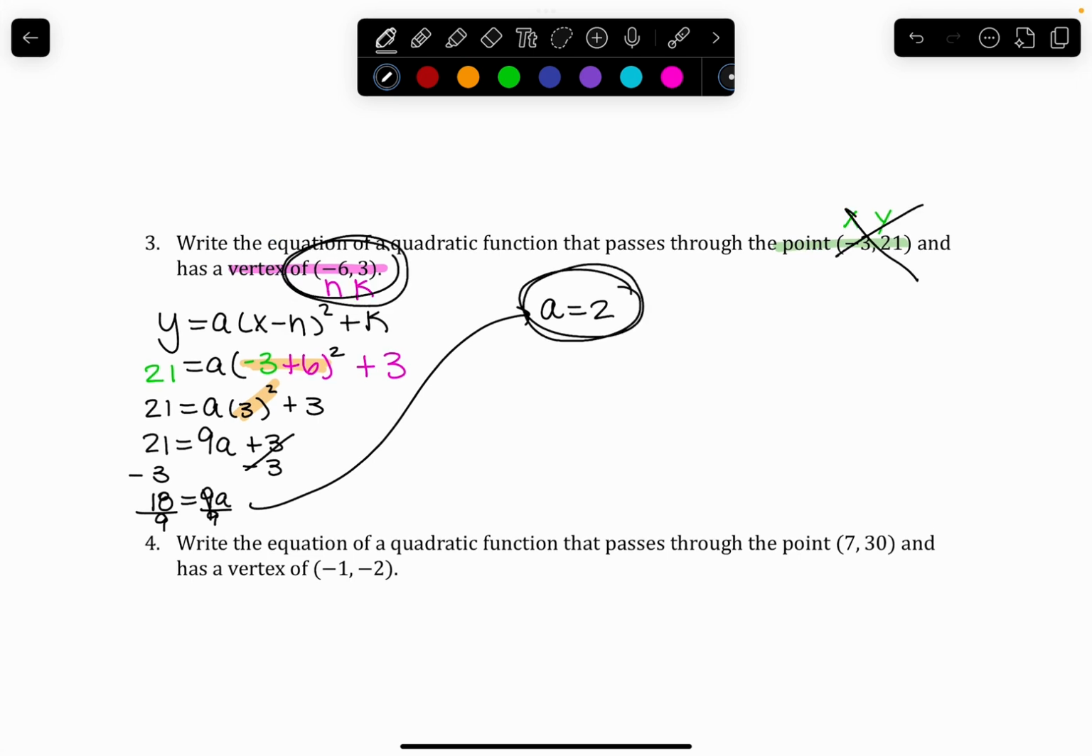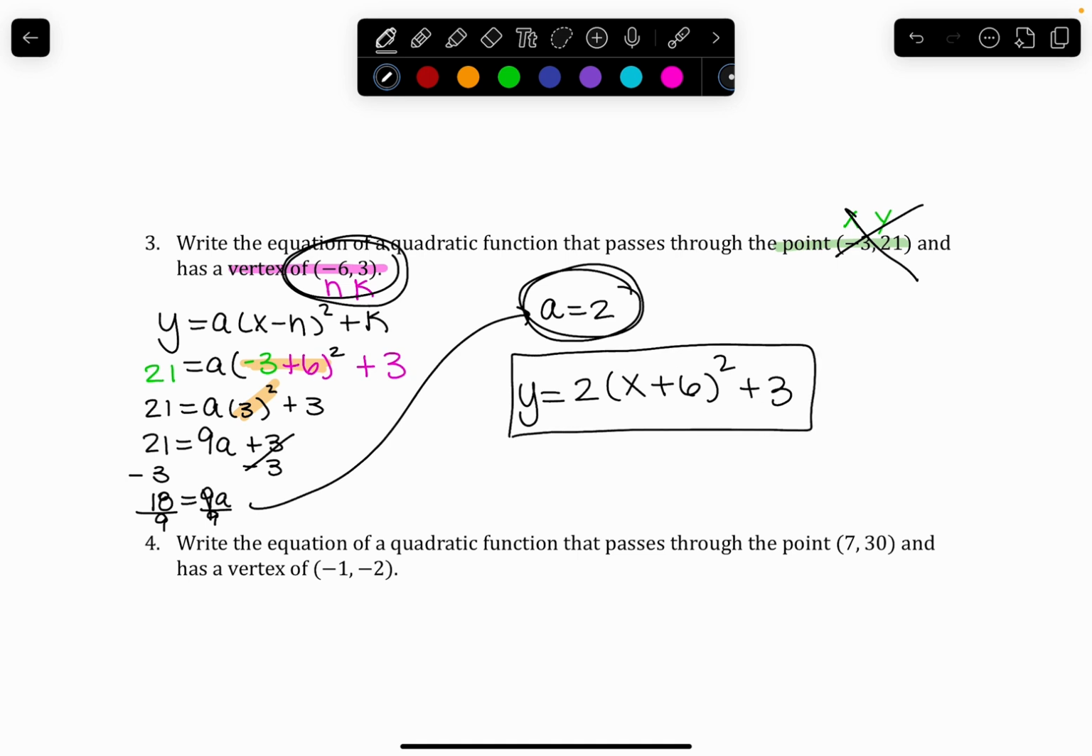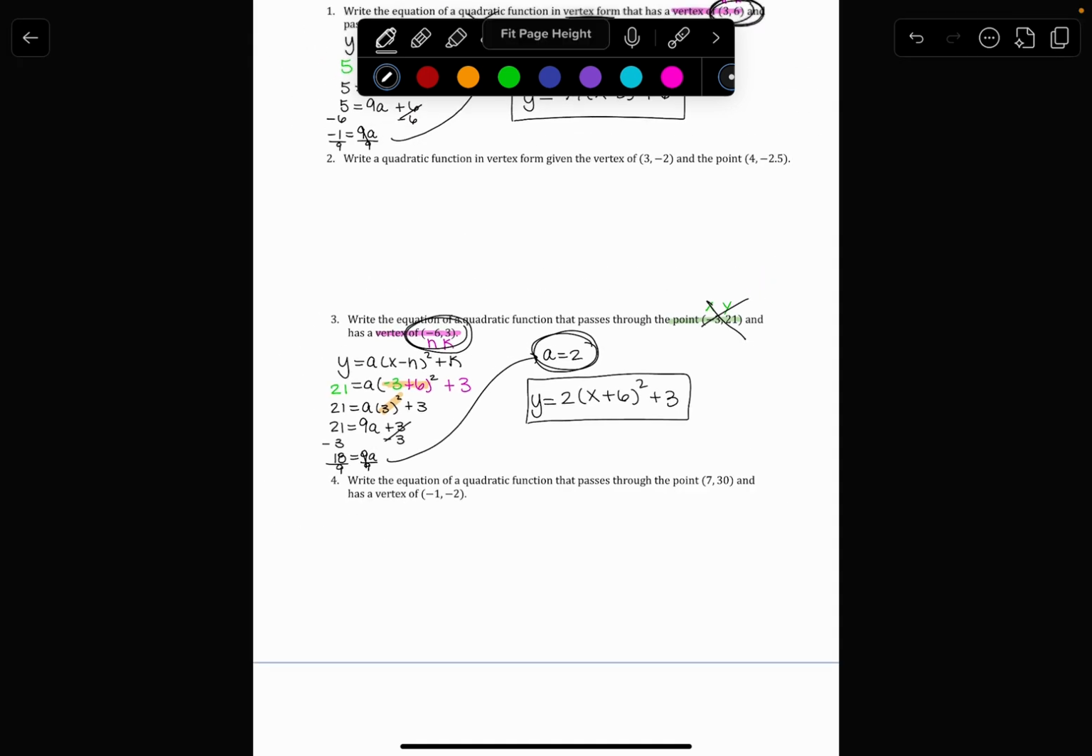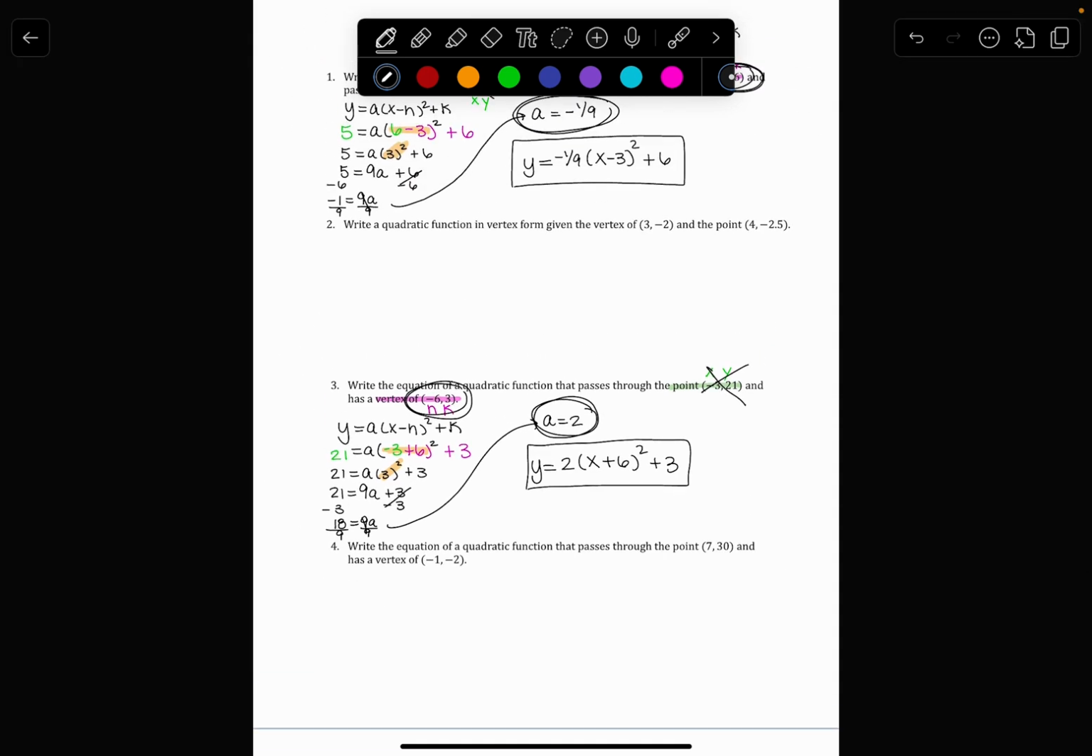I do not need my coordinate again, and I plug my vertex and my a value into vertex form. So y equals a times x minus h squared plus k. And that is my equation in vertex form. I will finish the other two as an example, so they'll be done on your completed notes, but that's generally all you need to know for vertex form.